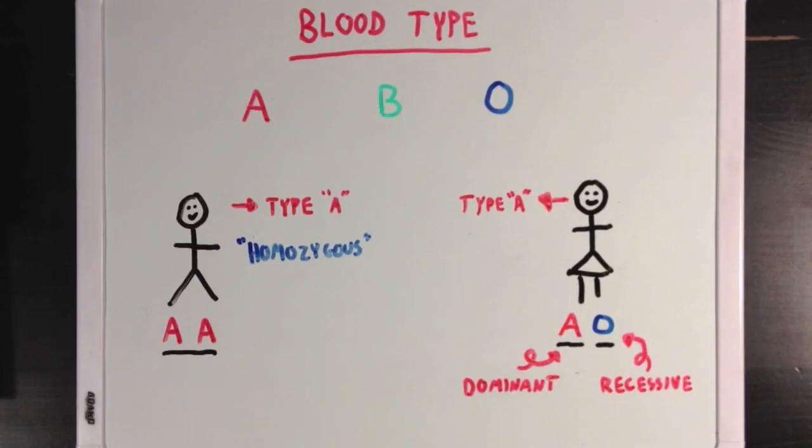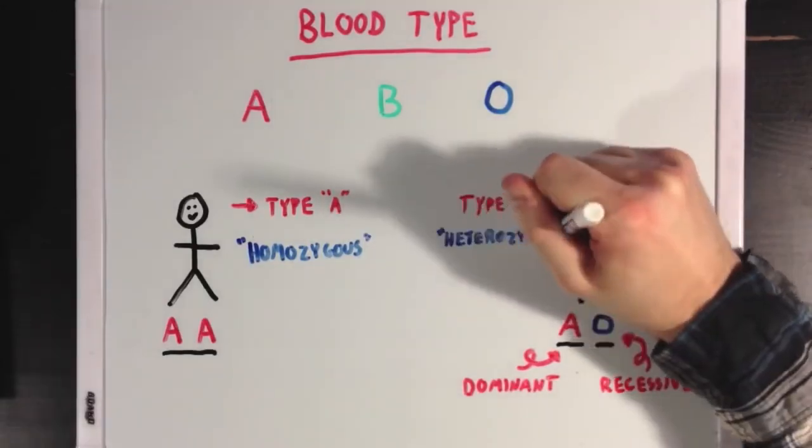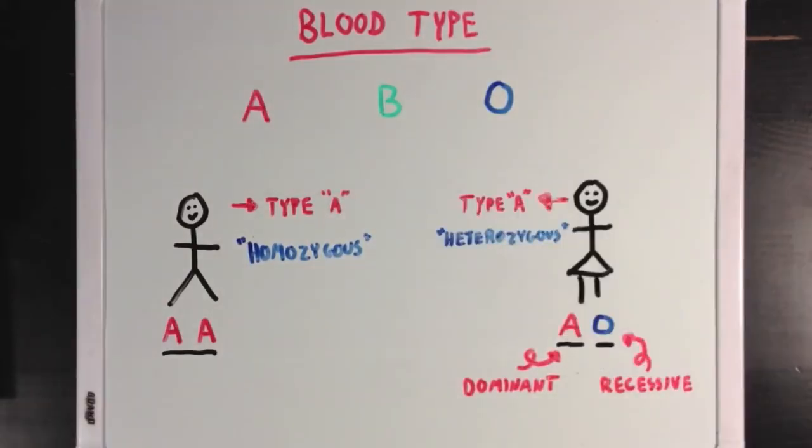and she'll have blood type A. Now since this girl has 2 different alleles, we call her heterozygous, since hetero means different, and zygous refers to the same thing, the mixture of DNA that she got from her parents.